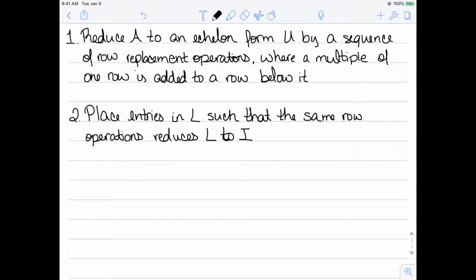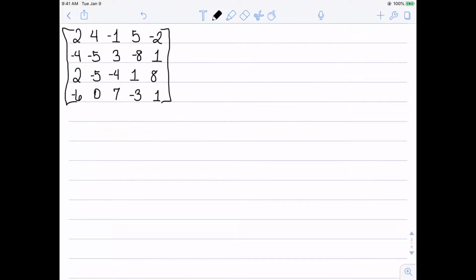We then want to place entries in our matrix L such that the same row operations that we used in step 1 will reduce L to the identity matrix. Here's my matrix A, and I want to row reduce this to get to U. We can only add a multiple of one row to a row below it, so we're not going to get 1s. Instead, we're only going to get 0s below our pivots. So my first step would be to get a 0 in this spot with a -4 in it. I'm going to do that with the operation 2 row 1 plus row 2.